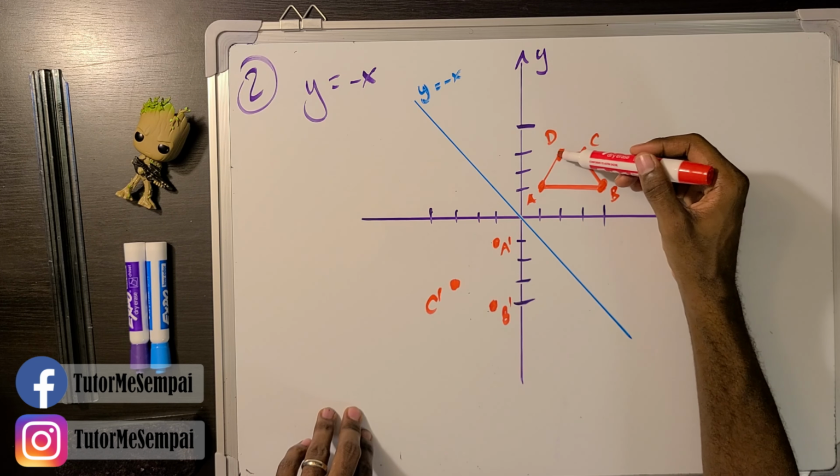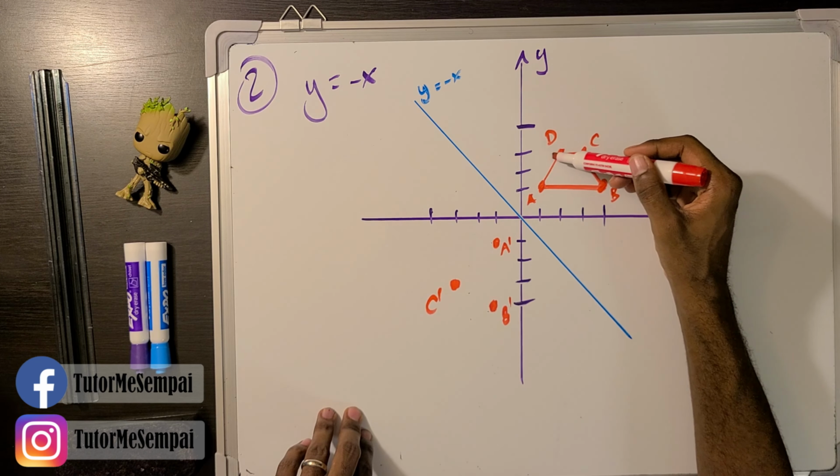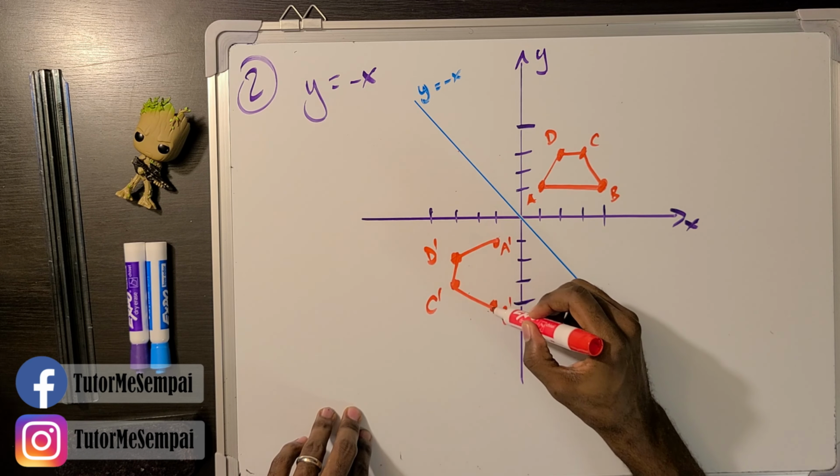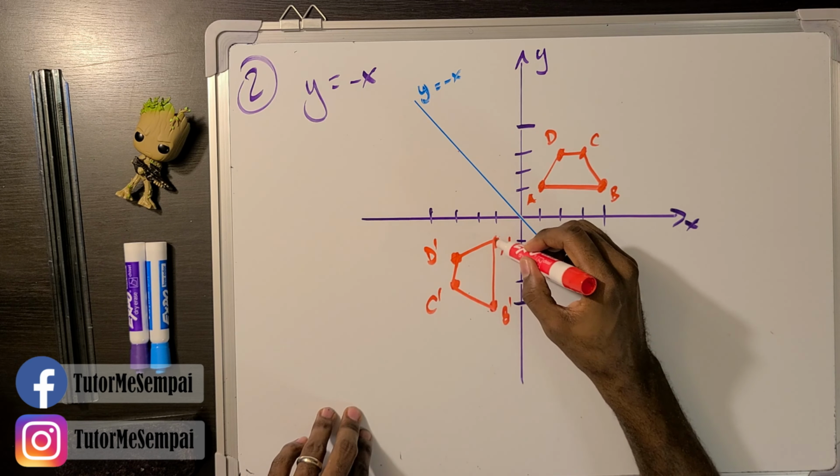How about D? D is going to be 1, 2, 3, 4, 5. So we're going to go down 5. 1, 2, 3, 4, 5. So this is going to be our D prime. Now we just have to connect the dots. Boom, boom, boom, boom. And we can fill in these dots here.